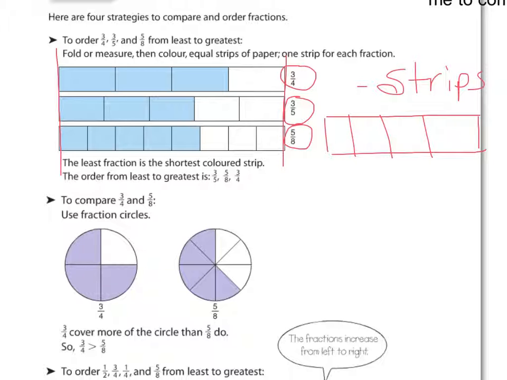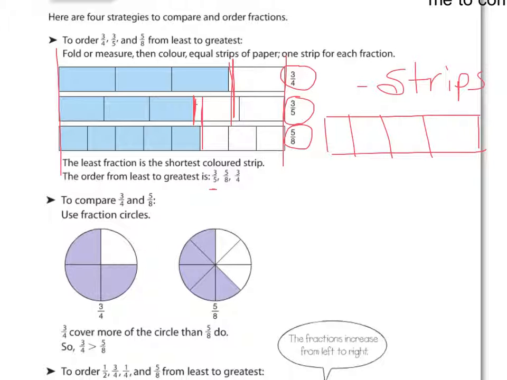And now we see which is the smallest fraction? Well, that would be this one because it has the least shaded in. So 3/5 is our smallest fraction. 5/8 has the next most colored in part, so it's our middle fraction. And 3/4 has the most colored in, so it is our largest fraction. Strips work really quite well, especially when you are comparing 3 or more fractions. Works really well.